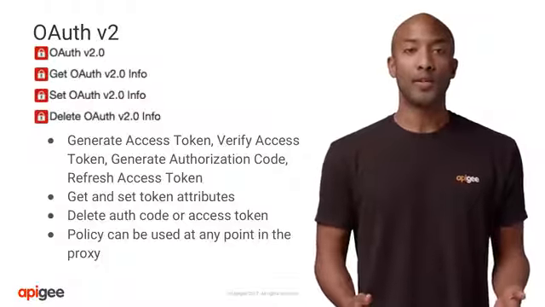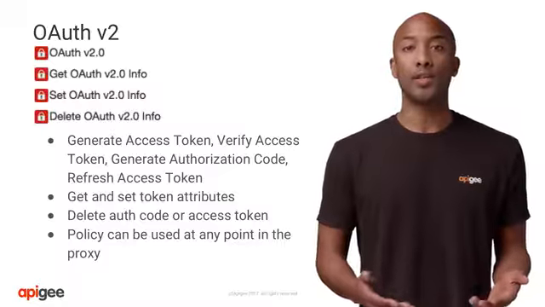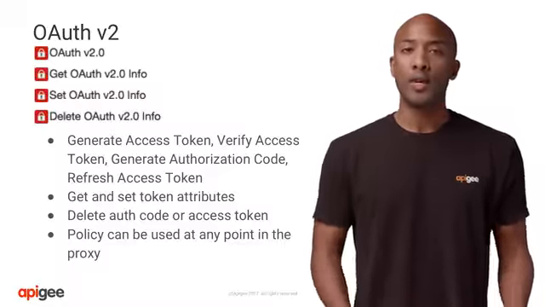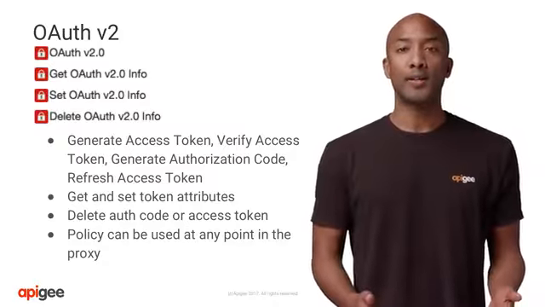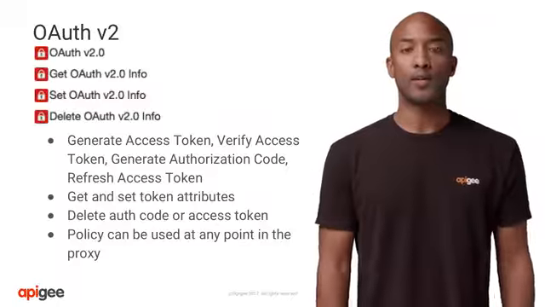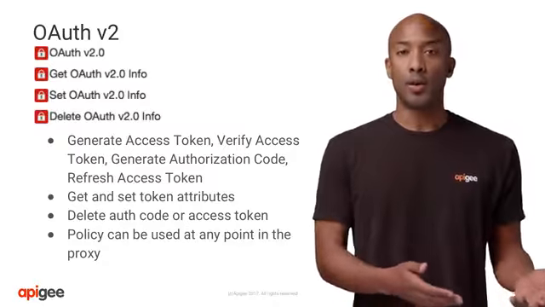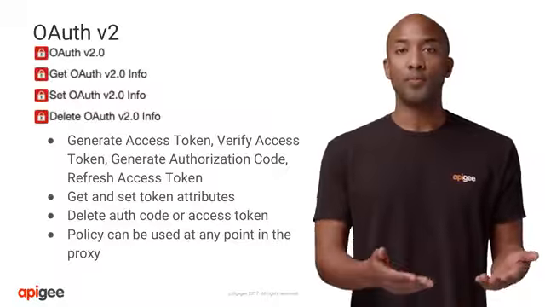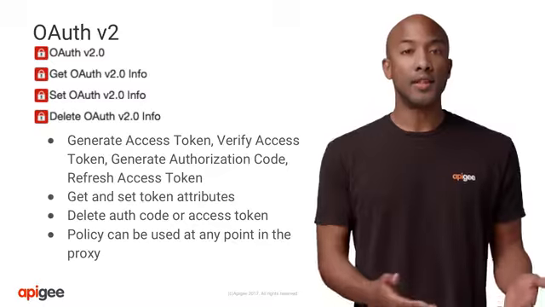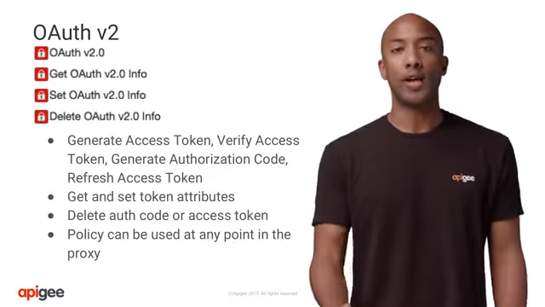You can use this policy to configure dynamic or conditional behavior based on a customer attribute in a token or an authorization code. The set OAuth v2 info policy lets you add or update custom attributes associated with an access token. These custom attributes include things like the department name, a customer ID, a session identifier. And finally, the delete OAuth v2 info policy deletes the authorization code or the access token.